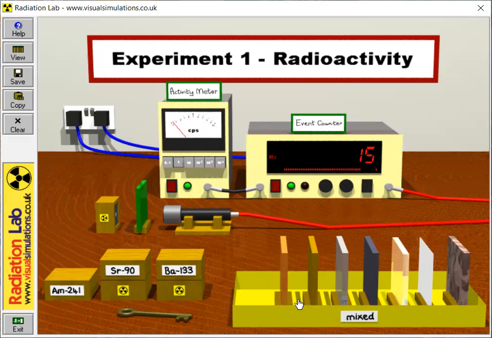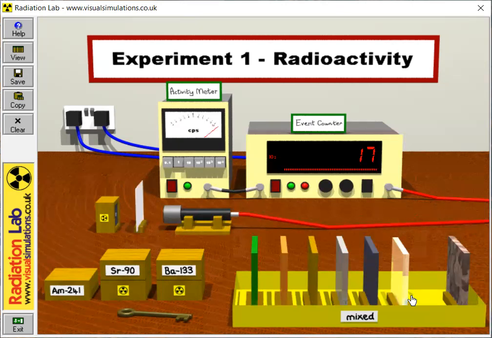If you hold your cursor over these materials, you can see you've got copper, wood, aluminium, lead, glass, paper, and stone. So even if we put that back and put some paper over there, we could still see that paper is stopping a lot of that alpha radiation. Not as much as the plastic was stopping, but it's still a lot less than it was without the paper.